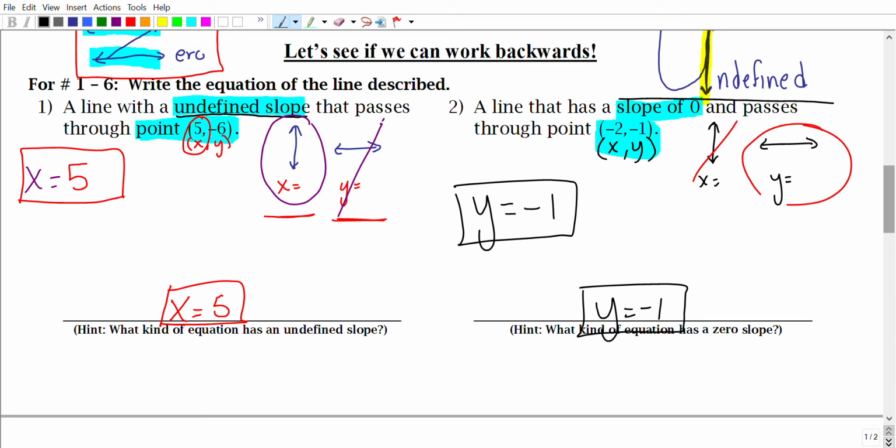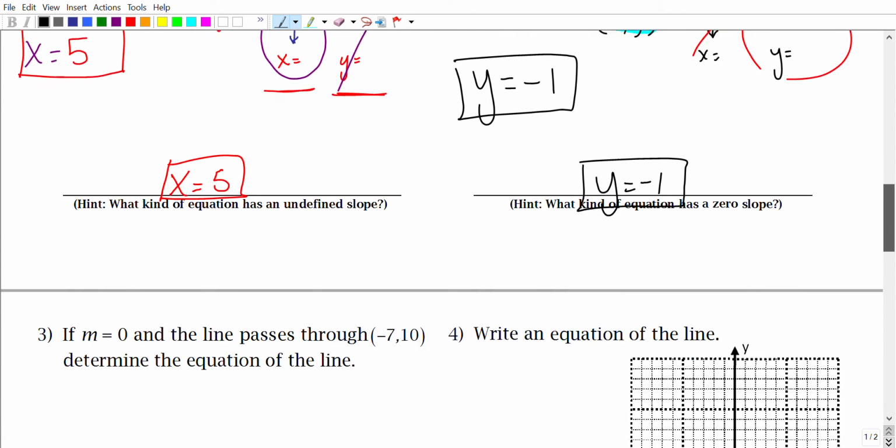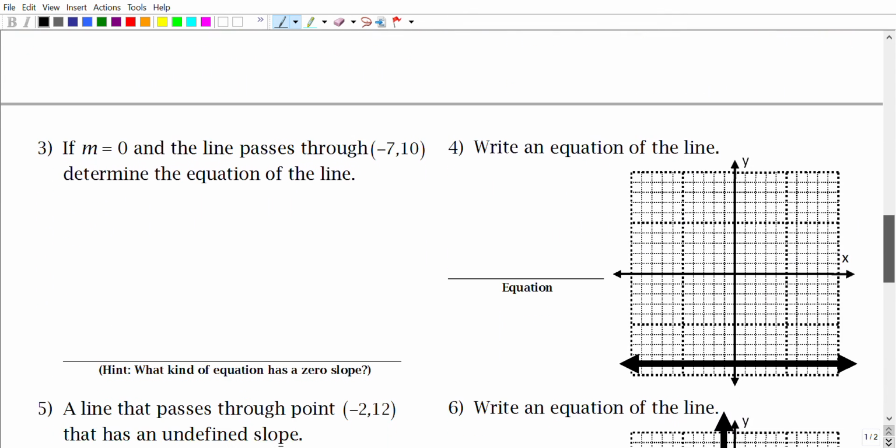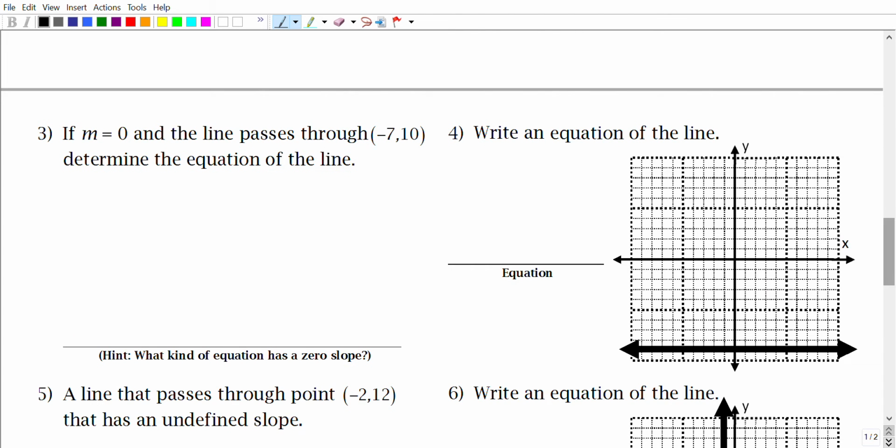Okay? Alright, so I'm hoping this is starting to make a little more sense. What I want you guys to do right now is go ahead and try number 3 on your own and see how you do. So go ahead and pause the video and try it on your own. Alright guys, let's go ahead and take a quick look at number 3.